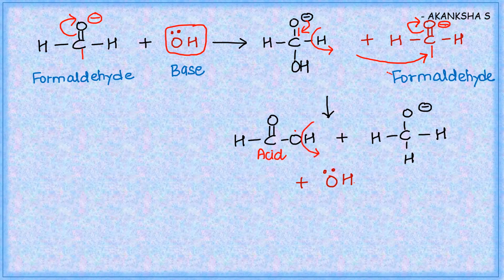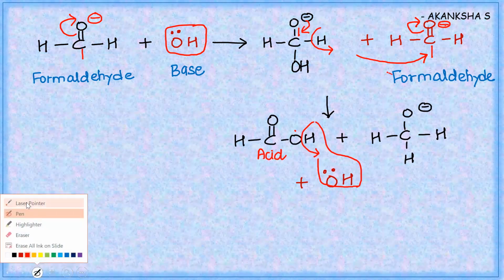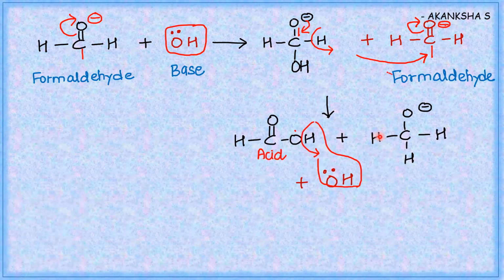And this proton along with hydroxyl will form water. Why only from acid? Why not from the second structure? The second structure has 3 hydrogens, right? But why was the hydrogen not taken from the second structure? It is because the first structure is an acid.